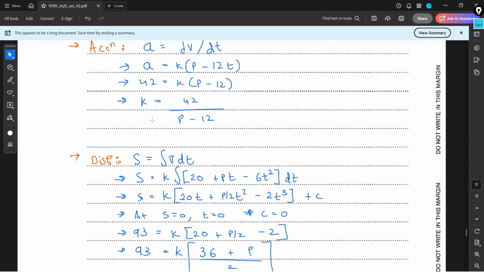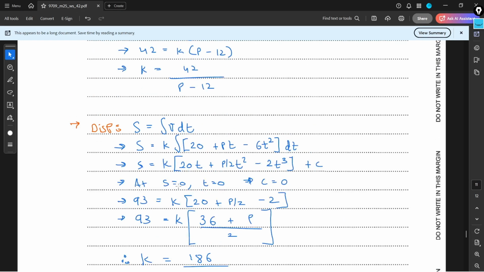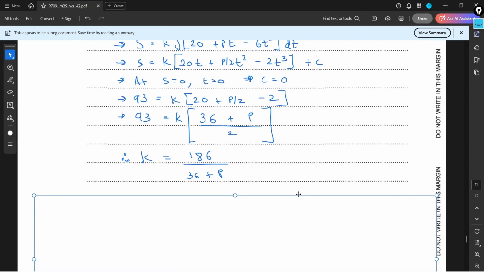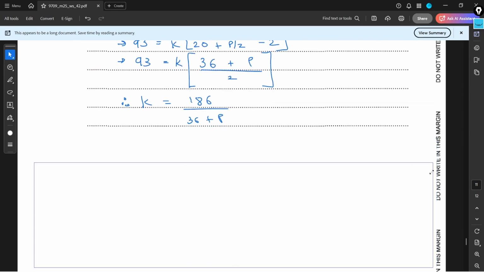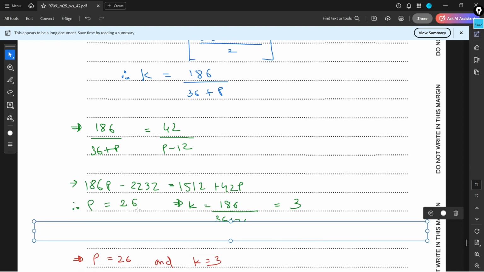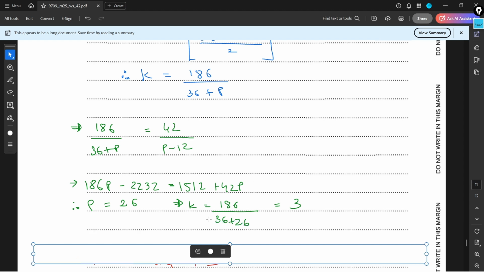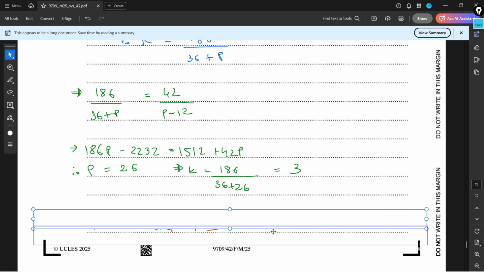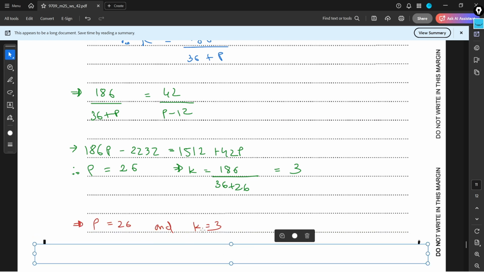Now because I have both the k's, I'm going to equate them with each other and find the value of p. In this process, I get the value of p as 26. Then if I put my 26 back into either of these equations, I get the value of k. I've used this equation to get the value of k as 3. Therefore, I have proved that the value of p is 26 and the value of k is 3.